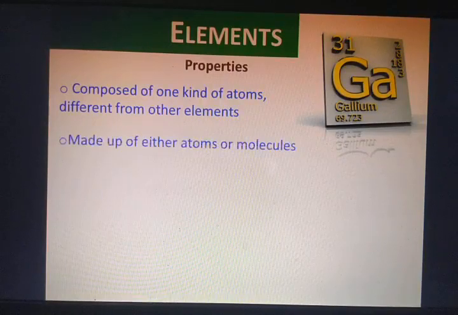Number two: made up of either atoms or molecules. If made up of atoms, there is the smallest particle of a substance. Molecules are two or more atoms combined together. So elements sometimes are made up of molecules also. For example, O2, oxygen, is a molecule, but it's an element. Hydrogen, oxygen: all these go with either atoms or molecules.